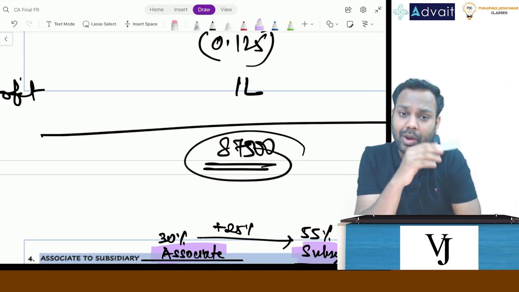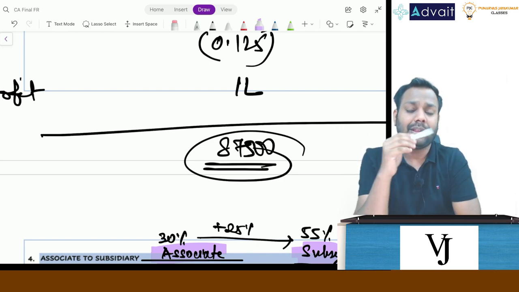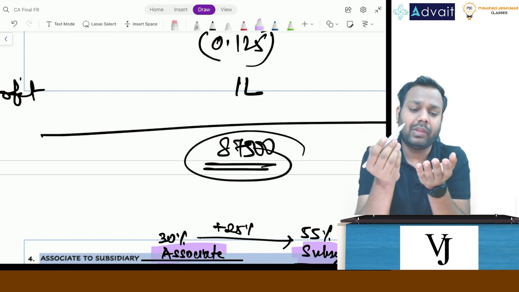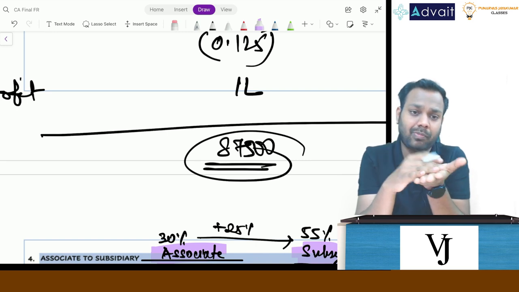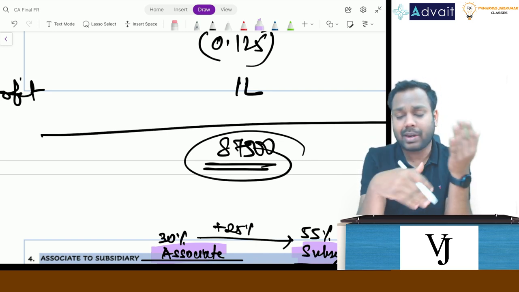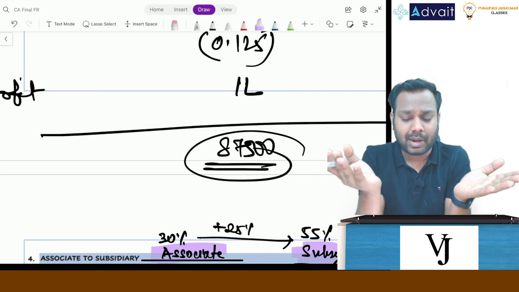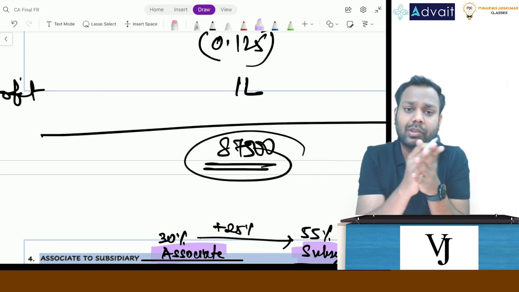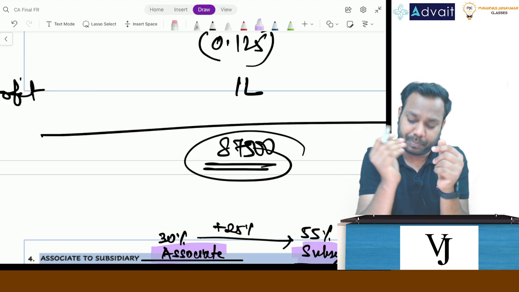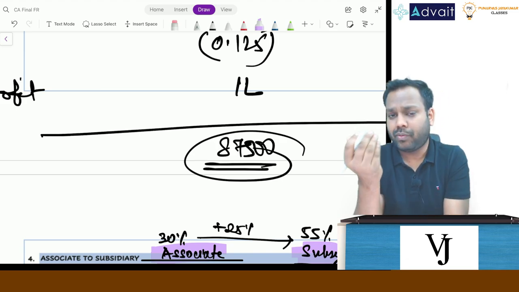We remeasure the previously acquired interest at fair value on the date of acquisition. And in the consolidated financial statements, we will derecognize the investments, recognize the net assets, recognize the NCI, recognize the goodwill and account for it in that manner. Basically we'll prepare the consolidated financial statements using the control approach. I hope that is clear to all of you for the step acquisition part.